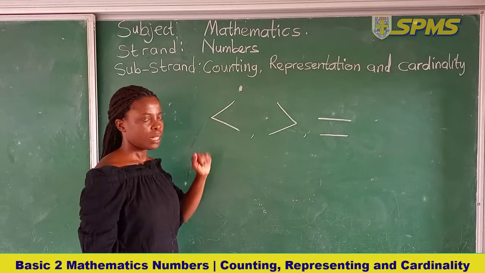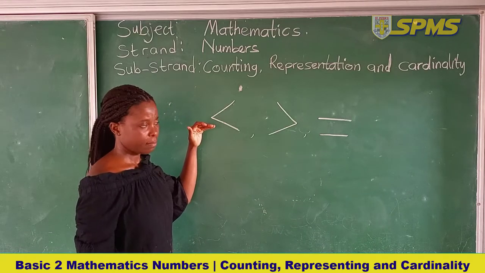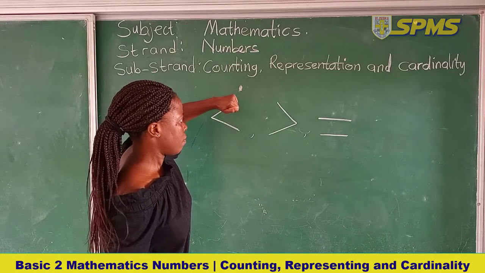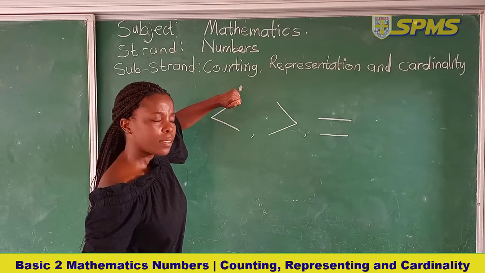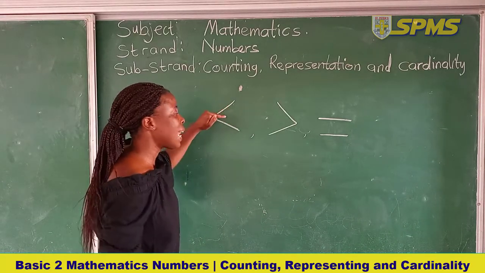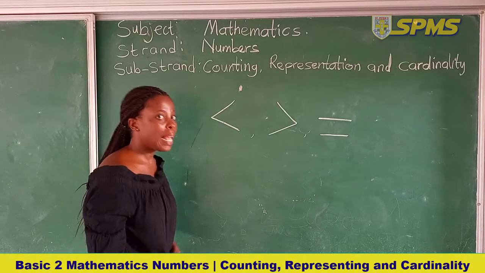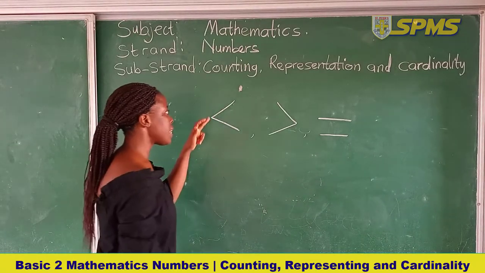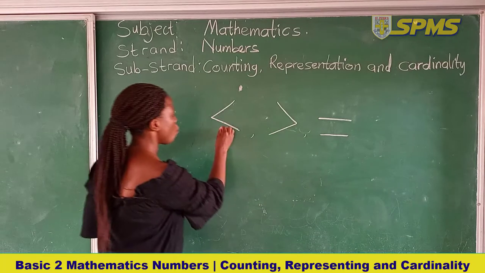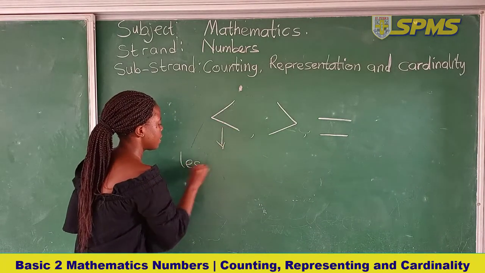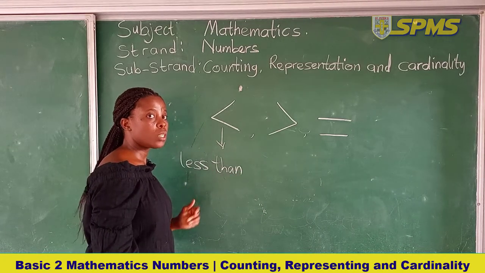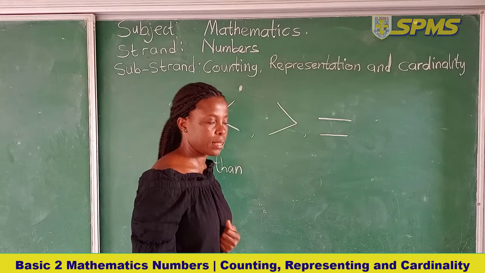The first one, look at how it is turning. This way. As if I'm using my left, I'm raising my left. I'm opening my left hand. That is how it looks. What does it mean? This is less than. Anytime you see a symbol like this, opening its mouth to the right hand side, it is known as the less than symbol. It's used to compare two numbers.